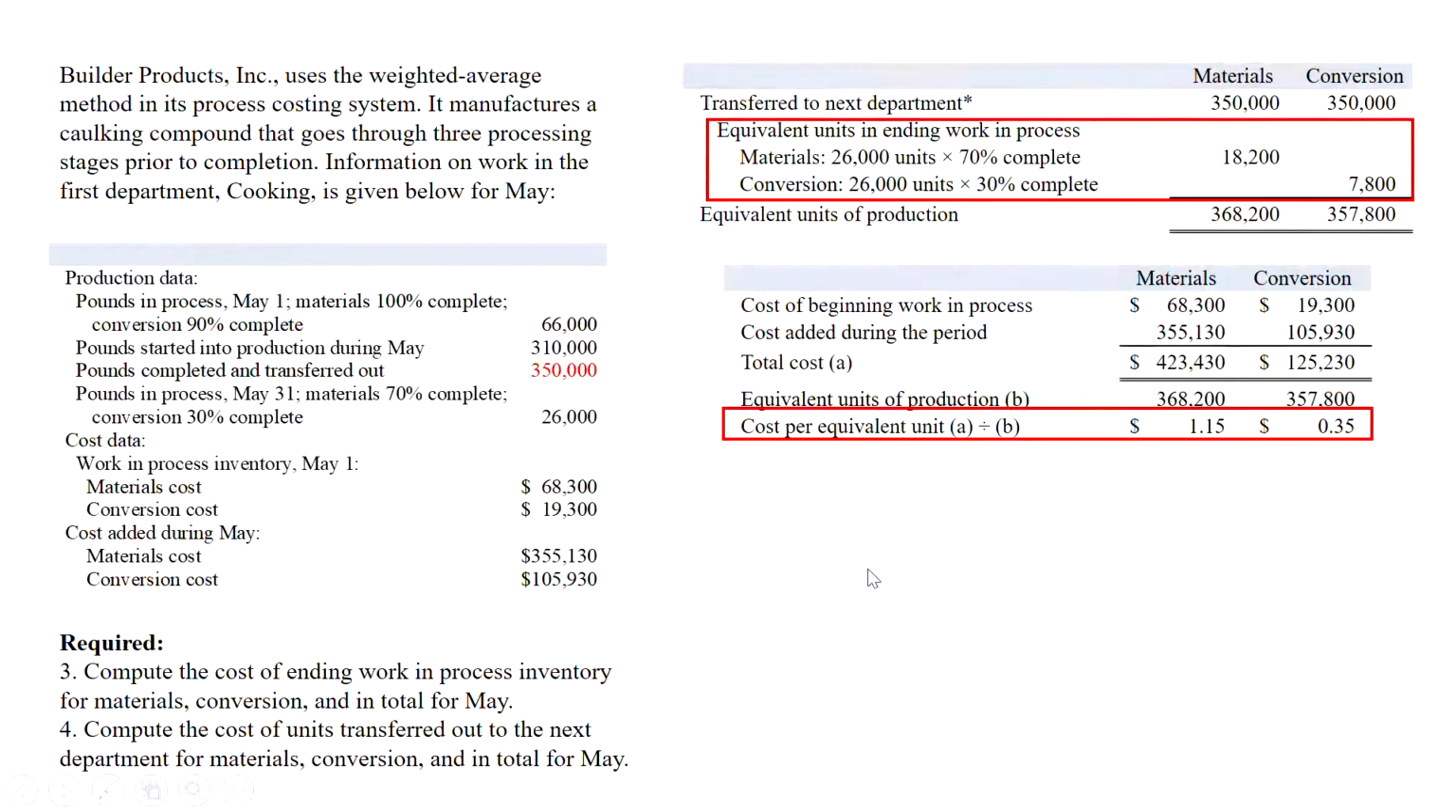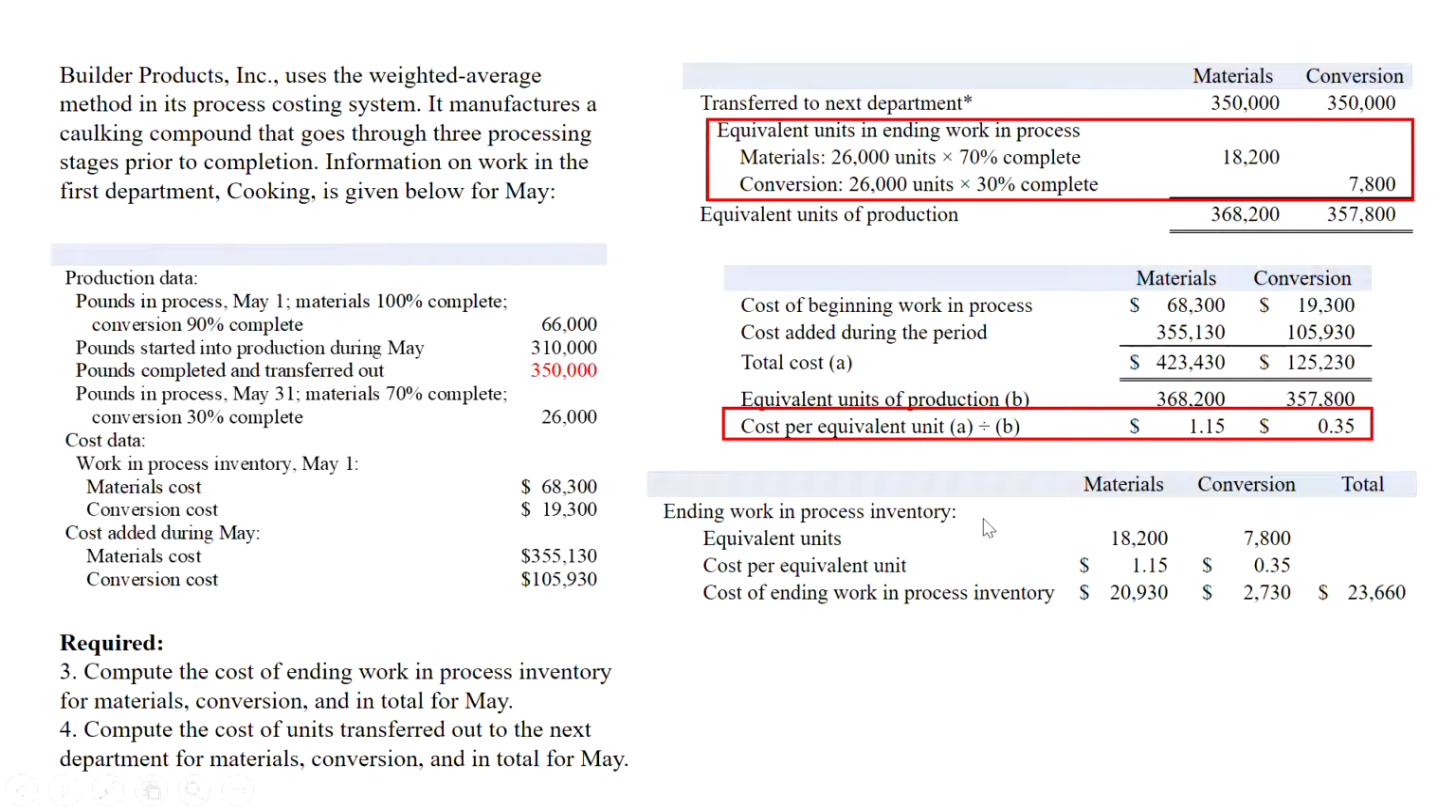And what I'm going to focus on first is number 3, calculating the cost of ending work in process inventory. And I've just circled here in red what seems like information that I already solved for before that I'm going to utilize in calculating that information. Equivalent units in ending work in process inventory to get the actual number of units and the cost per equivalent unit. So again, I'm going to do this separately first, material and conversion. The equivalent units for material that we already calculated in step 1 was 18,200.